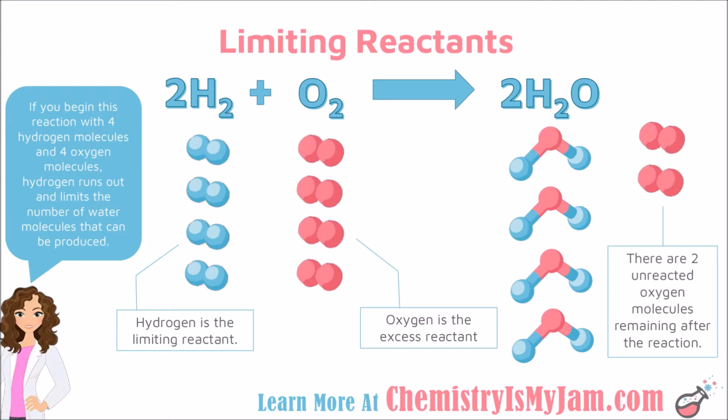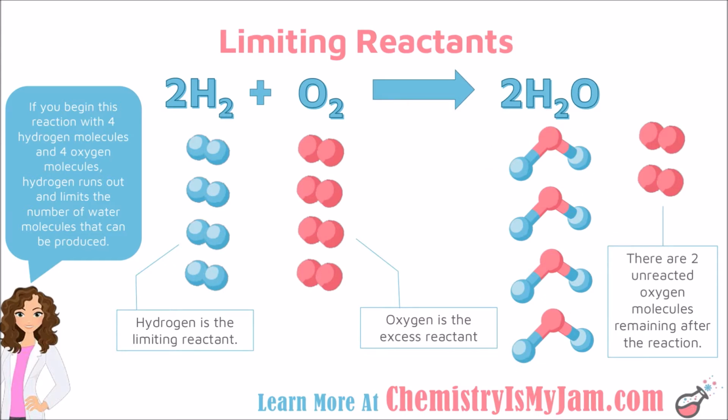Here's an example. In this reaction, hydrogen plus oxygen is combining to make water. So when you balance that, there are two hydrogen molecules plus one oxygen molecule combining to produce two of these water molecules. If you begin this reaction with 4 hydrogen molecules and 4 oxygen molecules, hydrogen runs out first. Notice that we need 2 hydrogen molecules for every 1 oxygen molecule. Hydrogen runs out first. That limits the amount of water that can be produced.